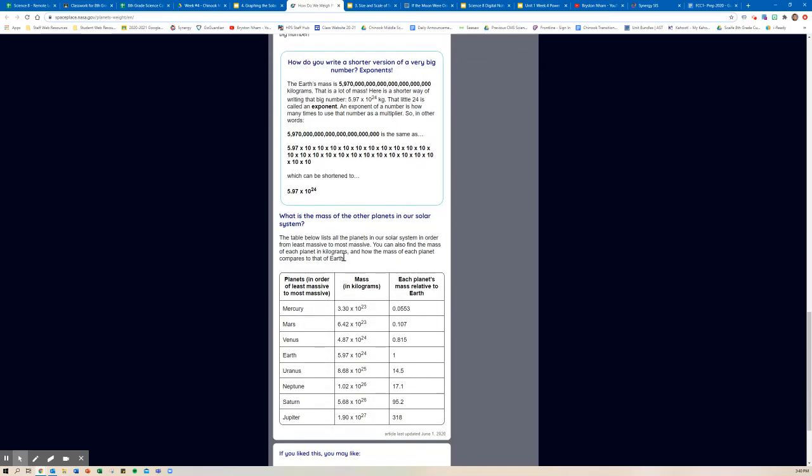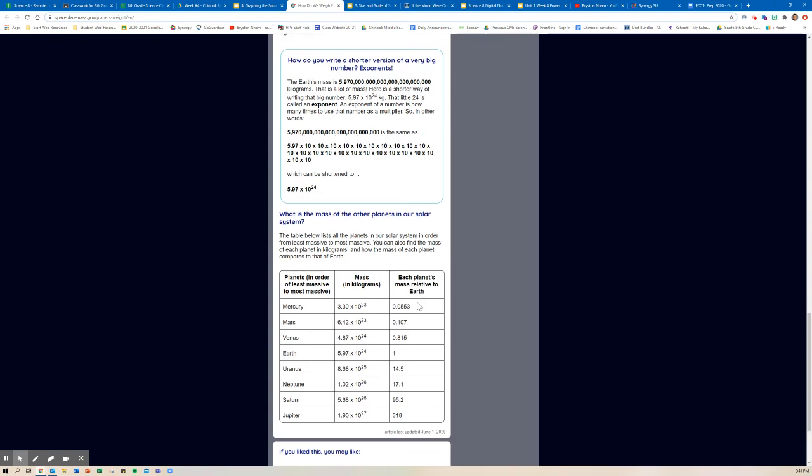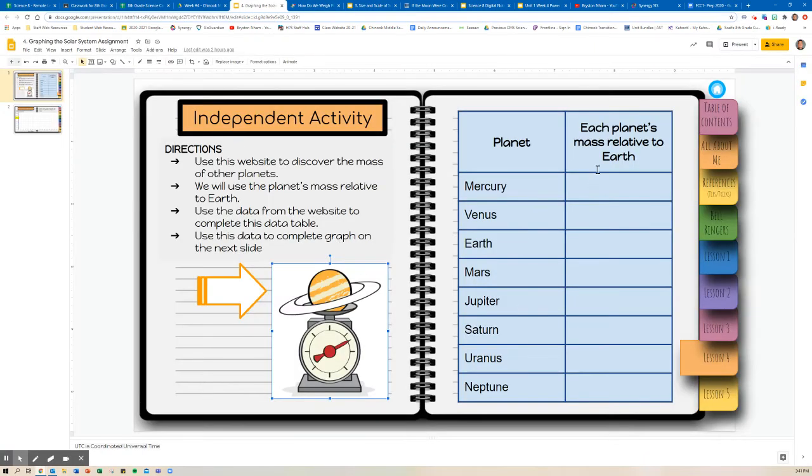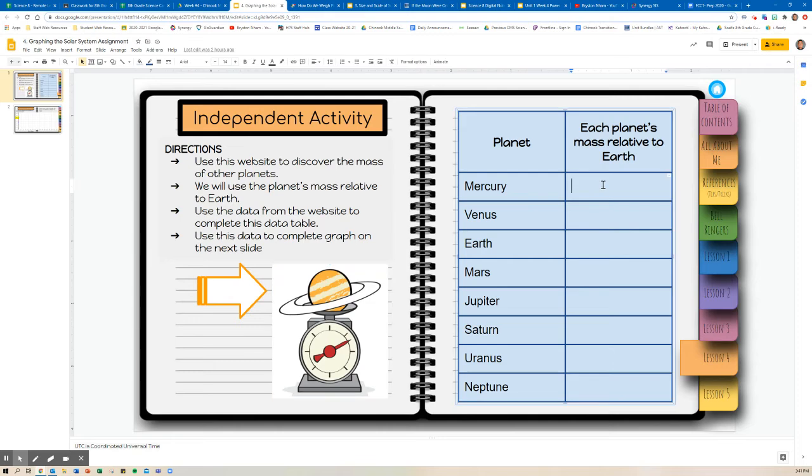So what you're going to do is go down to this table down here, and you are going to look at each planet and look at this column. That says each planet's mass relative to Earth. So for Mercury, the planet's mass relative to Earth is 0.0553. So I'm going to go to this table and type in the relative mass is 0.0553. And I'm going to do that for each planet.